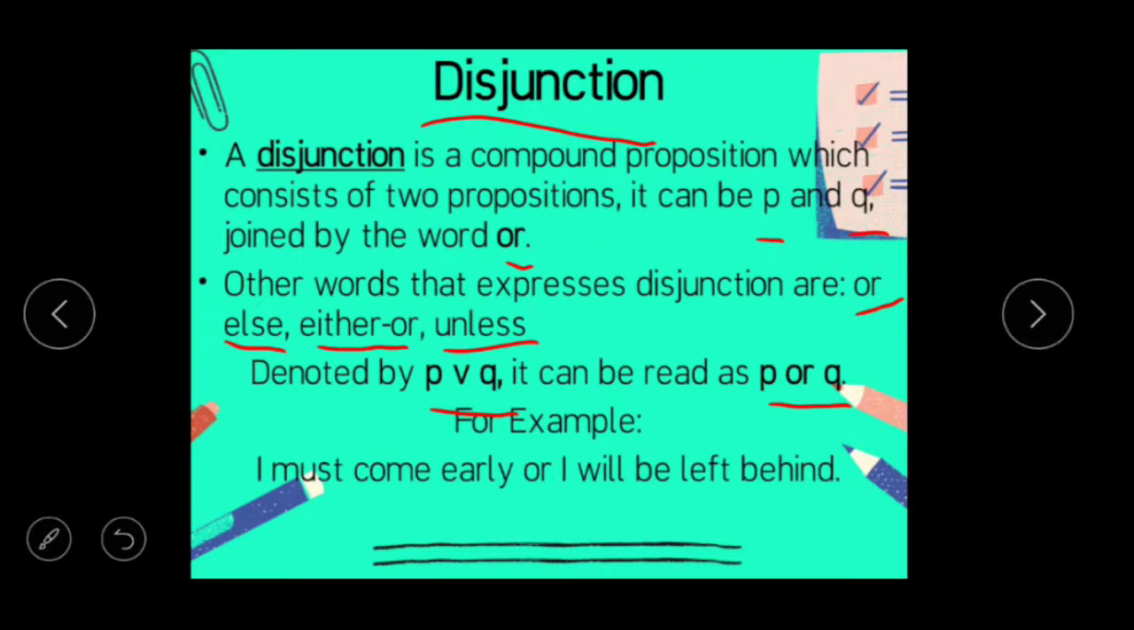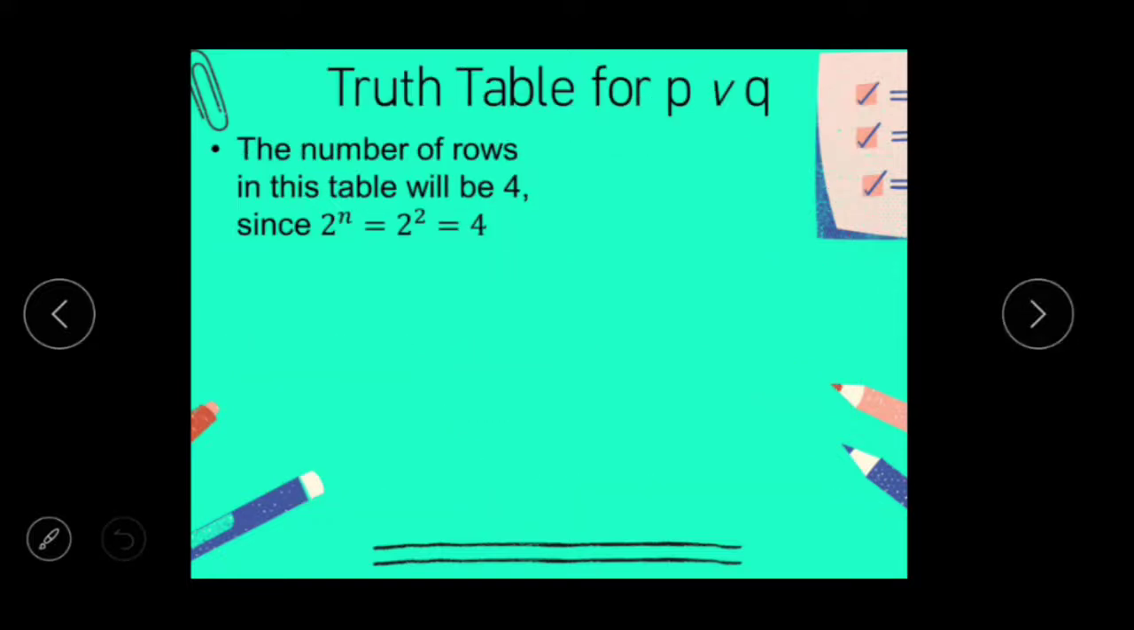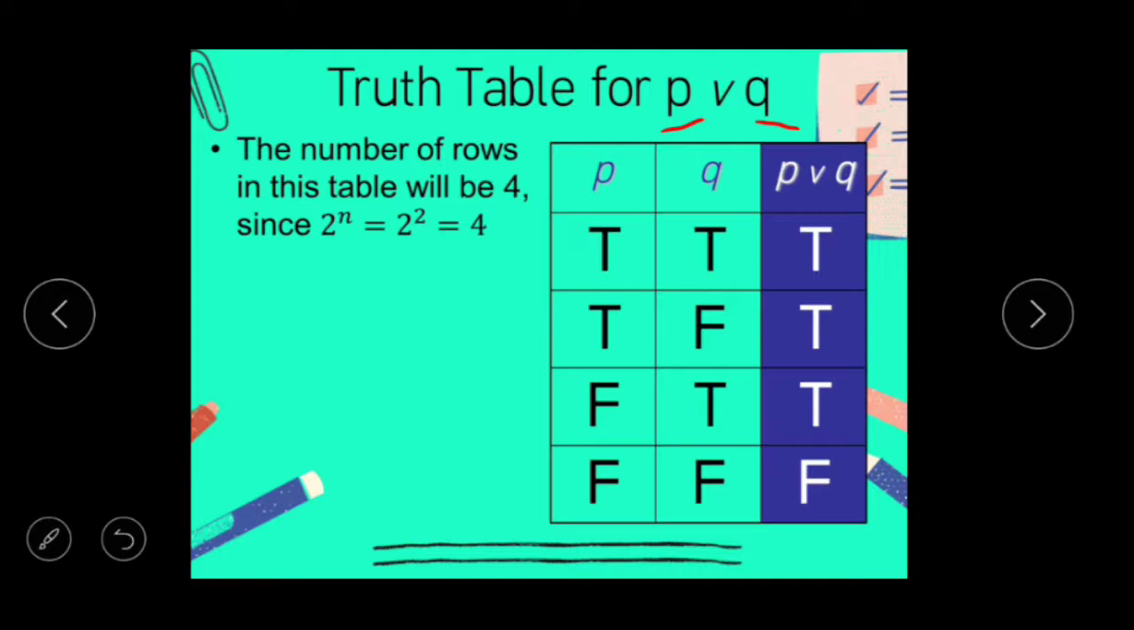So, for example, I must come early or I will be left behind. Ito yung dalawang propositions natin, joined by the word or. So, ano nga ba yung truth table for P or Q? Alam na natin kanina, diniscuss ko na yung number of rows. So, dahil ang n is 2, kasi dalawa yan, si P at saka si Q, automatic, ang number of rows natin is 2 squared, wherein 2 squared is 4. So, tingnan natin. Ayan, tama naman. Meron tayong 4 na rows.